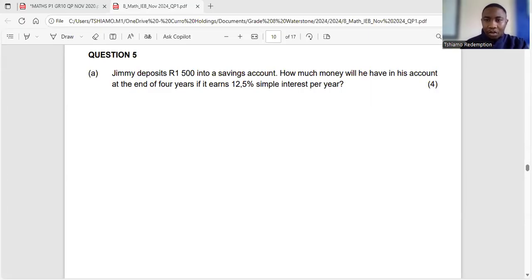Okay, as we're continuing with part 2 of the grade 8 paper that we're doing. So this is part 2, continuing from question 5. Let's read the question. Let me zoom.